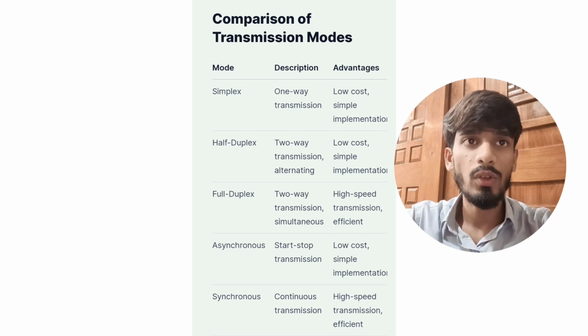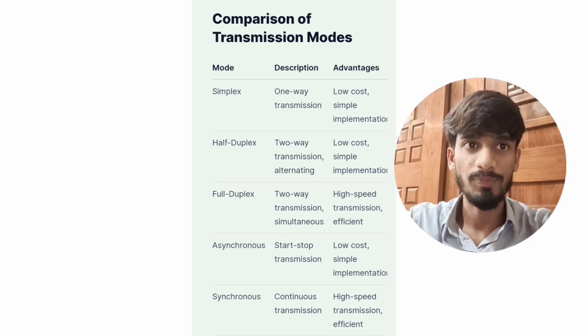Next is synchronous. It is a continuous transmission. What are the advantages? High speed transmission and it is efficient. What are the disadvantages? Higher cost, complex implementation.